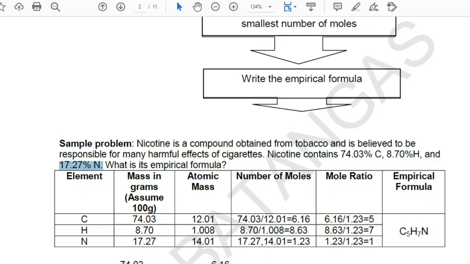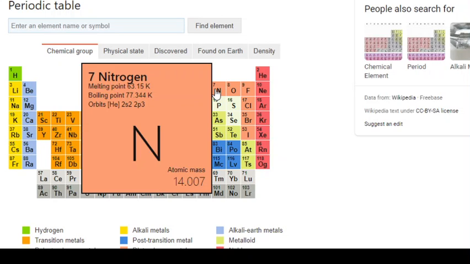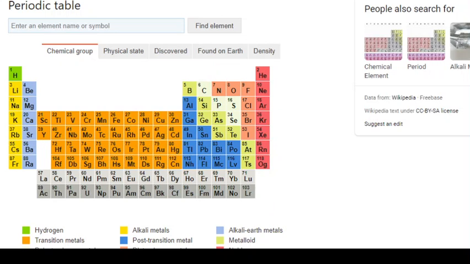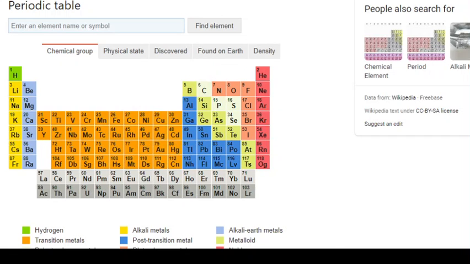Now we go to nitrogen. Nitrogen is number 7 here, and that's 14.007 or 14.01. So we usually put it in 2 decimal places. That's nitrogen, atomic number 7, atomic mass of 14.007 or 14.01.